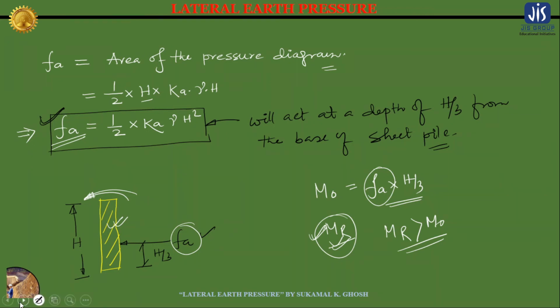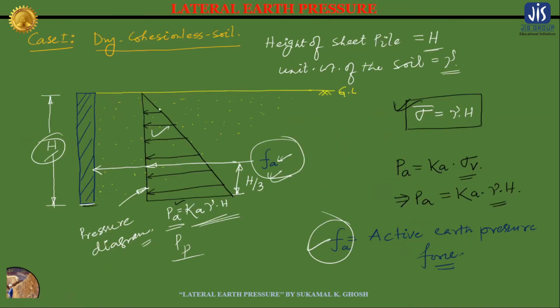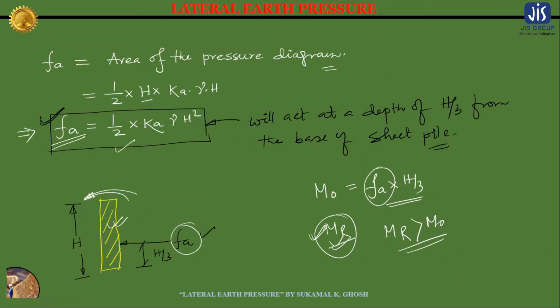Okay, so in this particular case 1, when we need to calculate the active earth pressure for dry cohesionless soil using Rankine's theory, the active earth pressure will be Pa equals Ka into gamma into H, where gamma is the unit weight of the soil and H is the height of the sheet pile, or you can say the depth of the sheet pile. Okay, and the active earth pressure force is half into Ka into gamma into H square, which is acting at a depth of H by 3 from the base of the sheet pile.